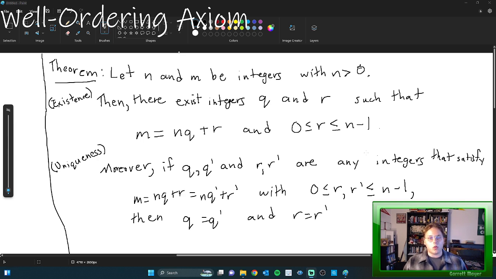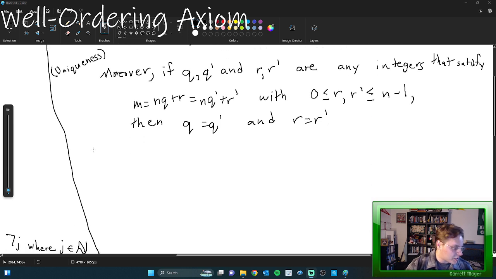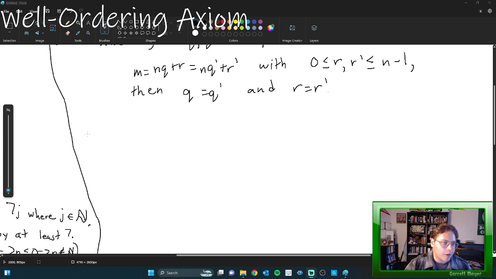Basically this means there's only one way to solve this equation. There's not different lists of q and r that you could use to also make this decomposition. So there's only one way to do it. Okay, so to do this proof, we're going to start with existence. And in the existence proof, we're going to use the well-ordering axiom. And then we're going to go to uniqueness after that.